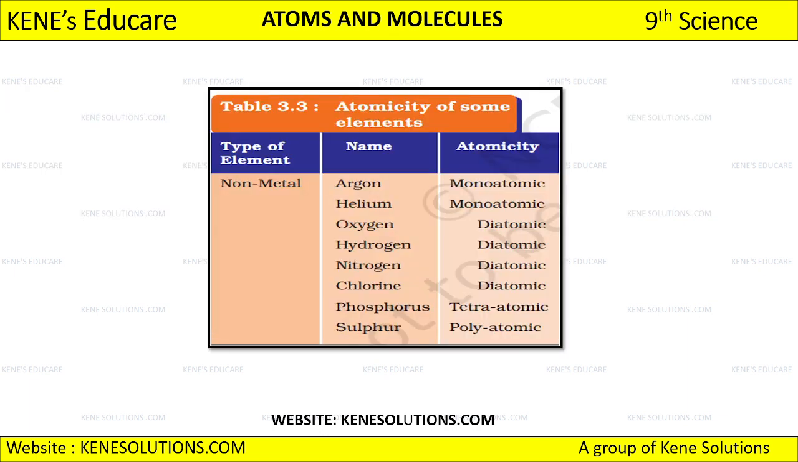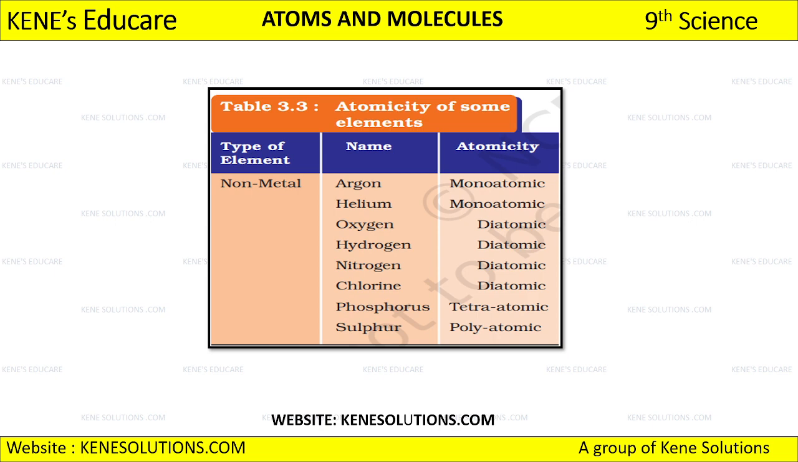We'll discuss molecules of elements, and as I was saying about atomicity, different elements have different numbers of atoms. Here we have examples of argon and helium. Argon and helium are monoatomic because they have only one atom in them. Oxygen is written as O2, hydrogen as H2, nitrogen as N2, and chlorine as Cl2. They are all diatomic.